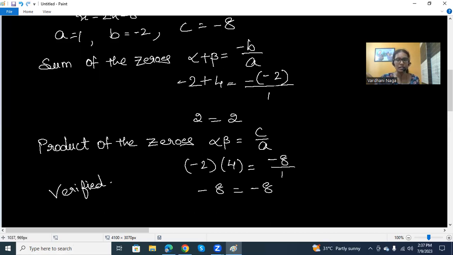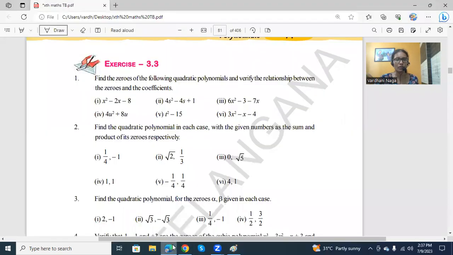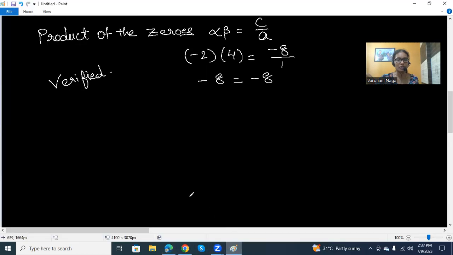Verified. Like that, we can solve the remaining sums. Let's see one more question. The second bit: 4s square minus 4s plus 1. So multiply the s square coefficient and the constant.